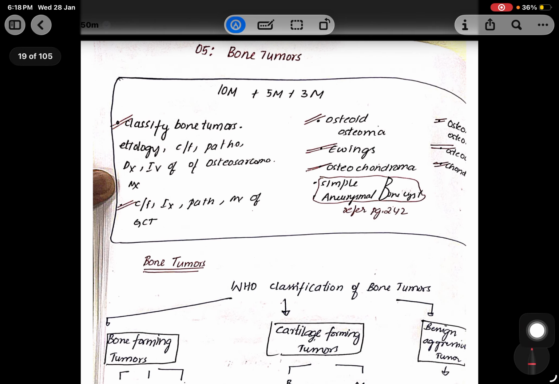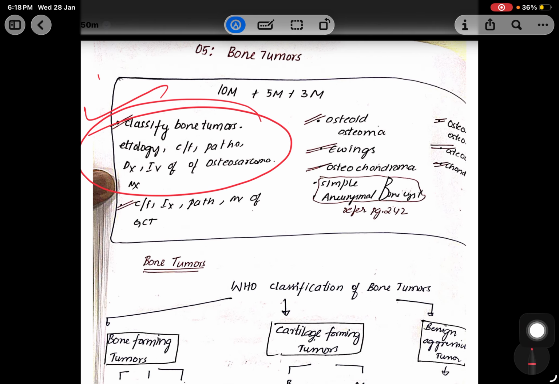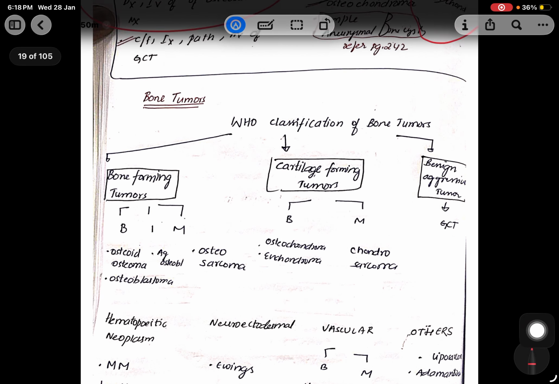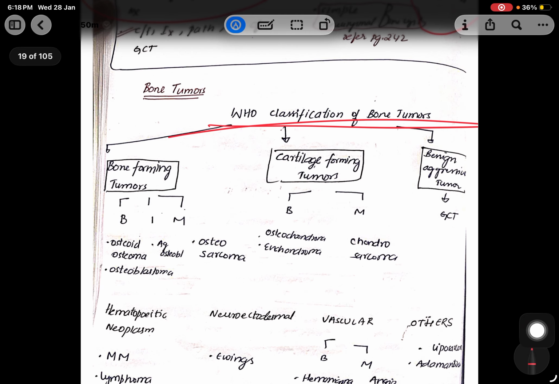So bone tumors, again, these are important. The classification question might come as a 10 marker itself, and these are the important 3 markers. Again, right with the WHO classification of bone tumors. Again, I will just give you a concept over here.